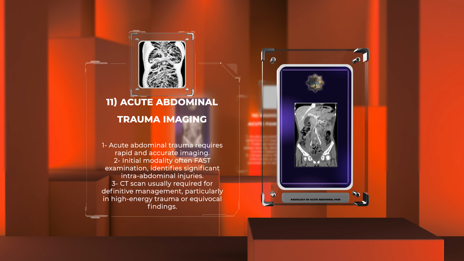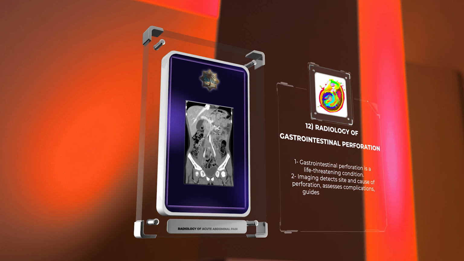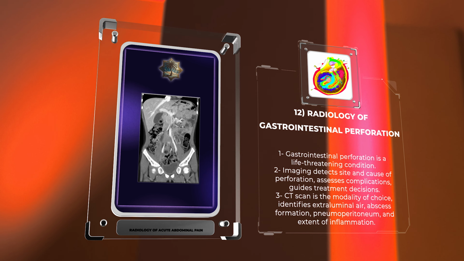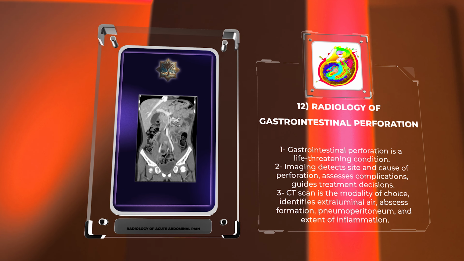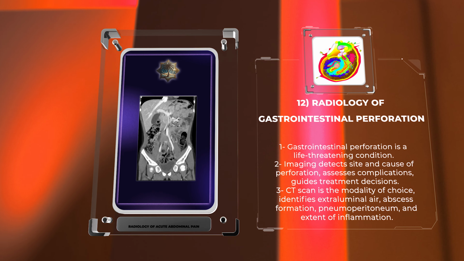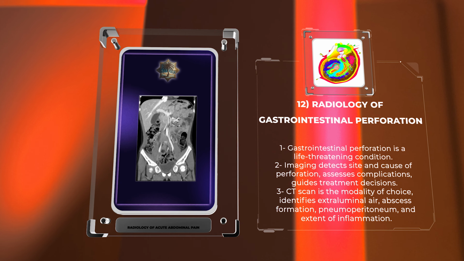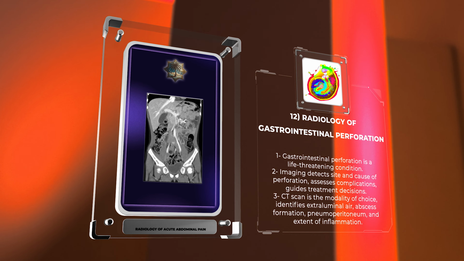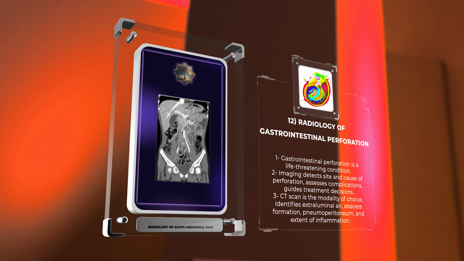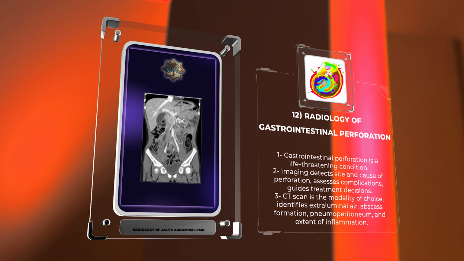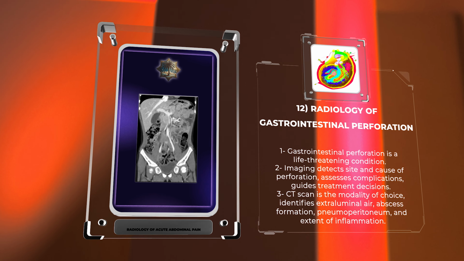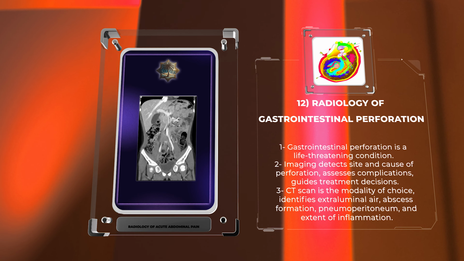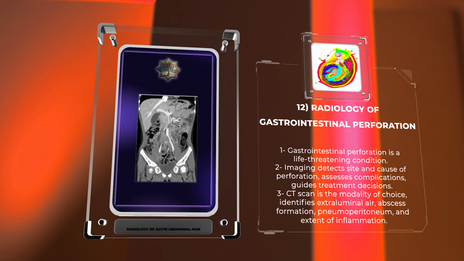Gastrointestinal perforation refers to the rupture or puncture of the gastrointestinal tract, which can be a life-threatening condition requiring immediate intervention. Imaging plays a crucial role in detecting the site and cause of perforation, assessing associated complications, and guiding treatment decisions. The imaging modality of choice for suspected gastrointestinal perforation is CT scan. It allows identification of extraluminal air, abscess formation, pneumoperitoneum, and the extent of associated inflammation. Moreover, other imaging modalities like fluoroscopy or contrast enemas may be performed to provide further characterization or guide interventions.